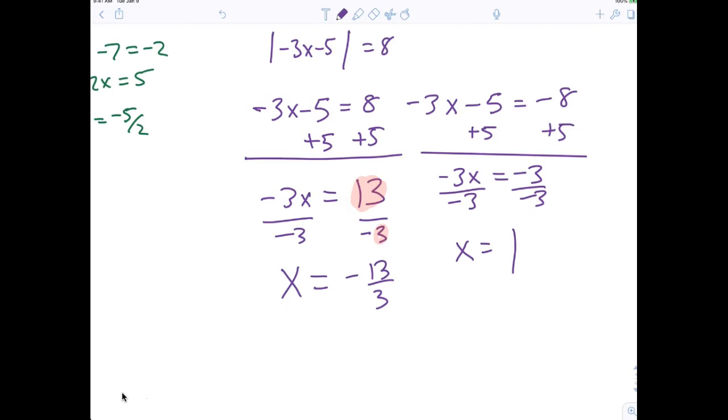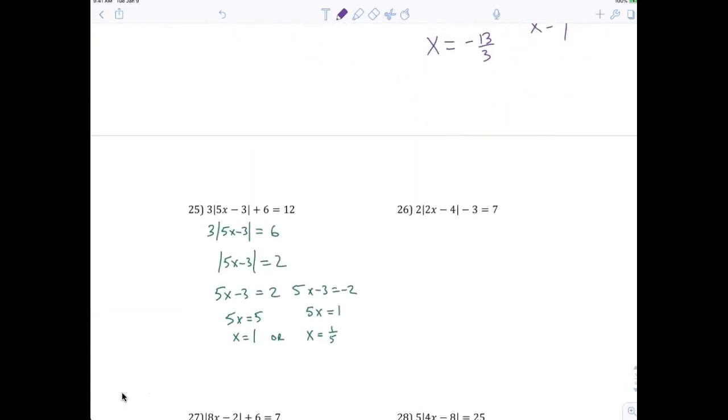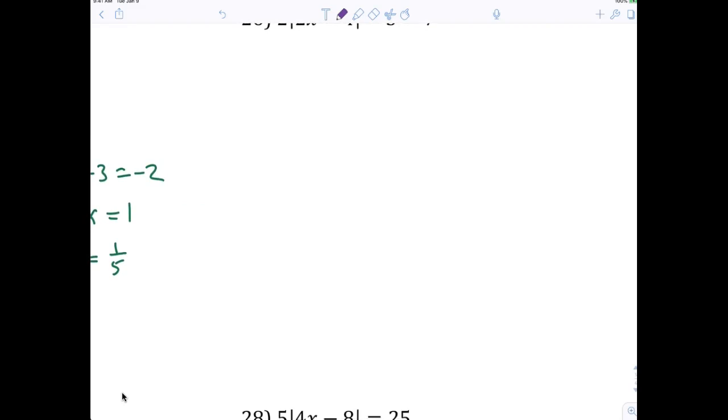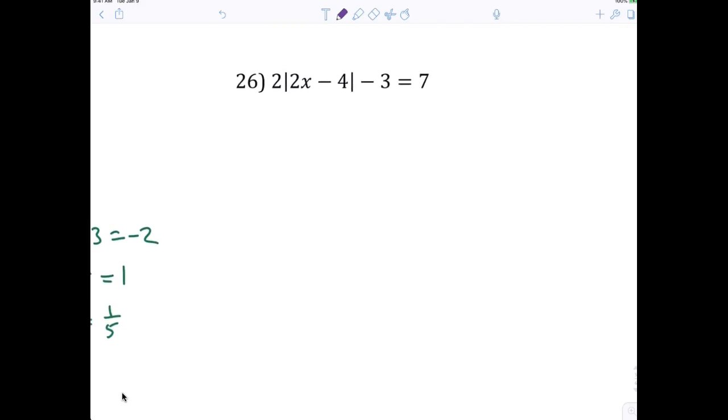All right, here we go. Next, 26. You're up. What do I do first? It's 2x minus 4 in the absolute value. Yeah, the lines, we'll call them, the absolute value. So what do I do first? You would add 2 plus negative 3.